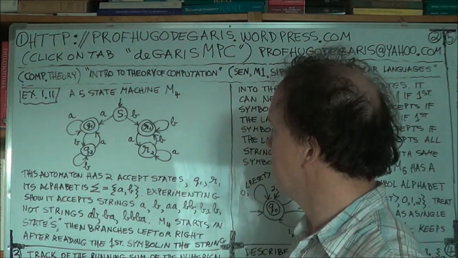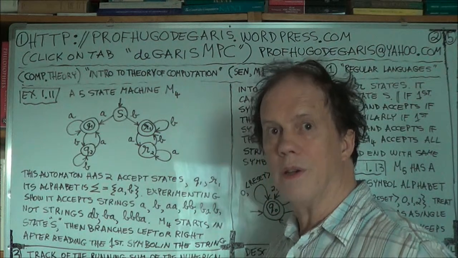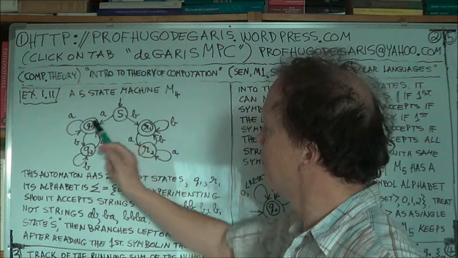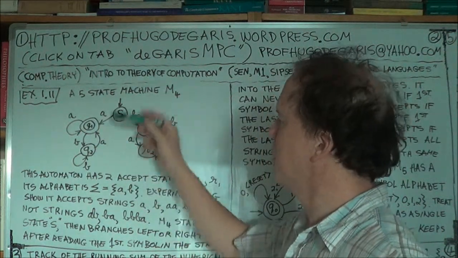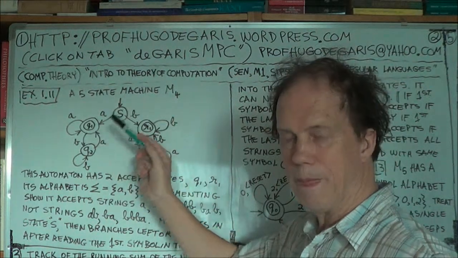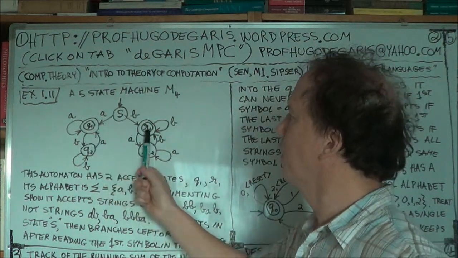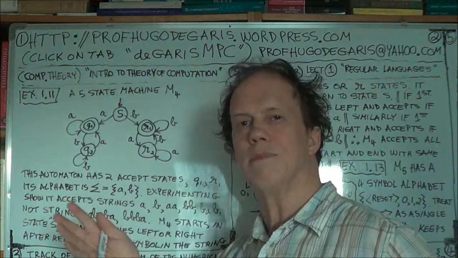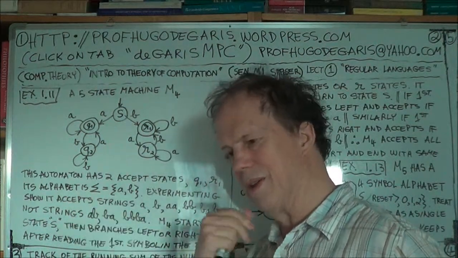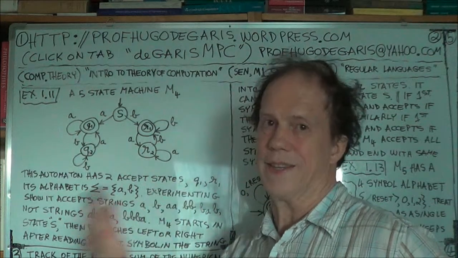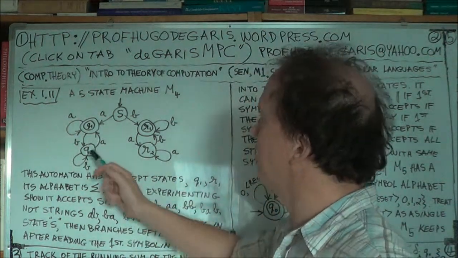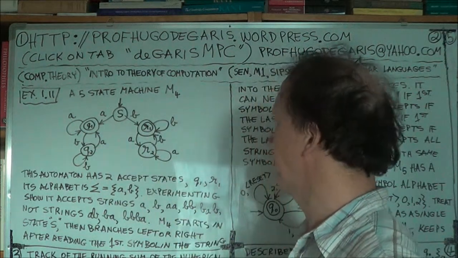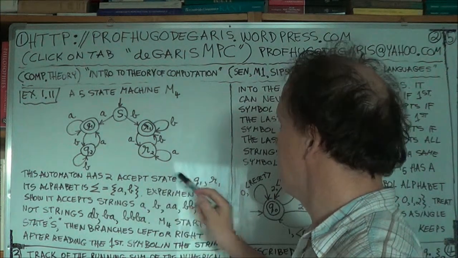What else can we see immediately about it? It has 2 accept states. Two of the nodes have double circles. So this machine could terminate in state Q1, or R1. There's 2 ways it can stop and give a decision of accept, by terminating in state Q1 or terminating in state R1. So 2 accept states, Q1 and R1.